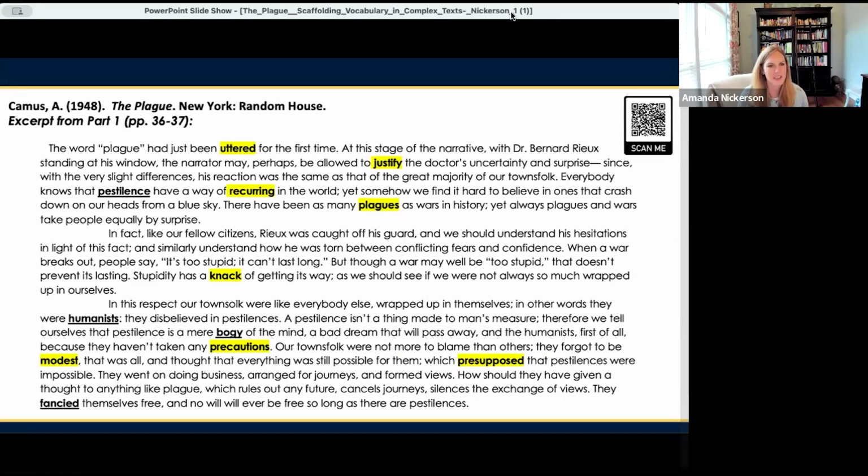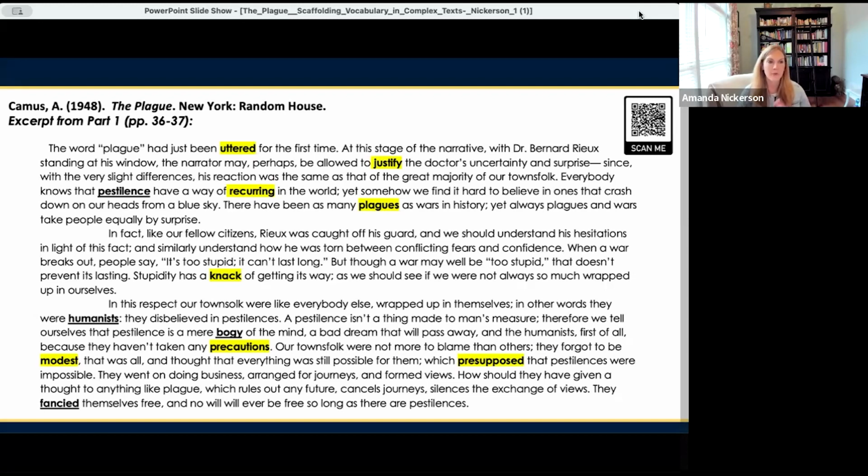If I had you do that activity, and you might have highlighted words like uttered and justify and recurring or precautions or modest. Those are words that might occur across different domains, and we might use them in real life. And then there are those more archaic or literary terms that we see sometimes in texts that may fall more into that tier 3 territory. So words like pestilence and humanist and fancied.